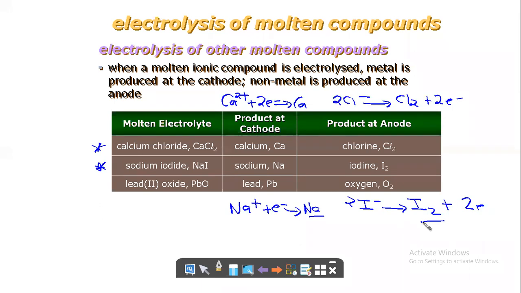And the last one is lead. Lead 2+ will move to the cathode, and it will be reduced to form lead, solid, molten lead. You've got to be careful with oxygen: 2O2- gives O2 + 4 electrons. So these are the half equations. It gets complicated when we look at aqueous salts.